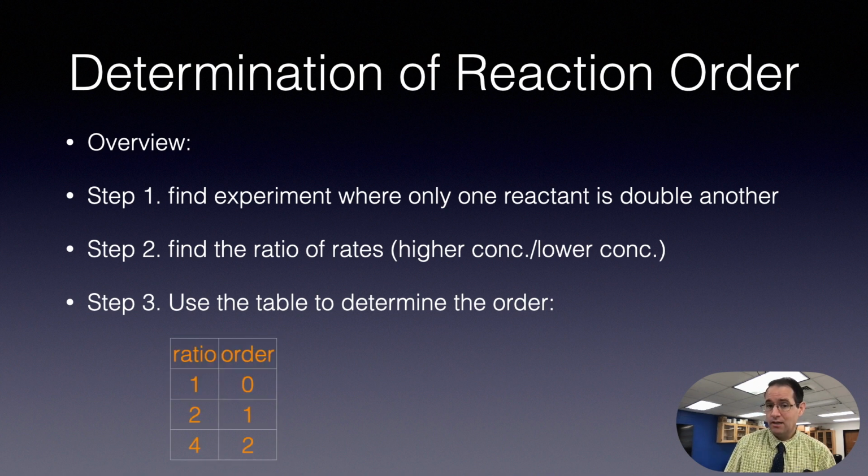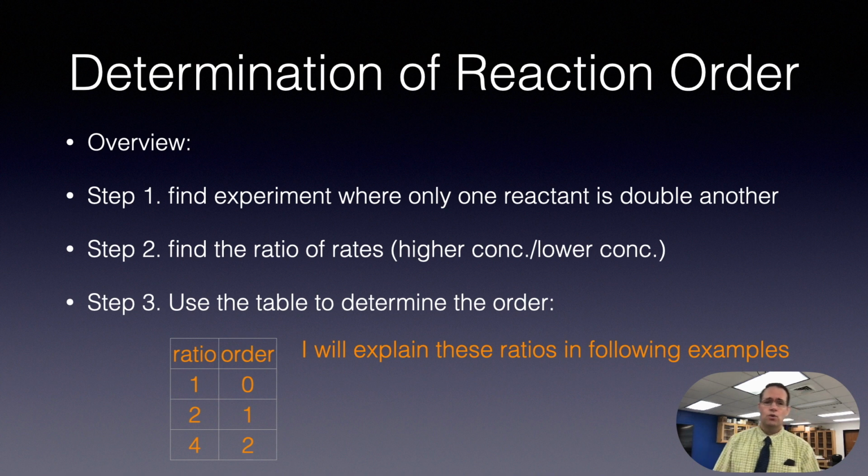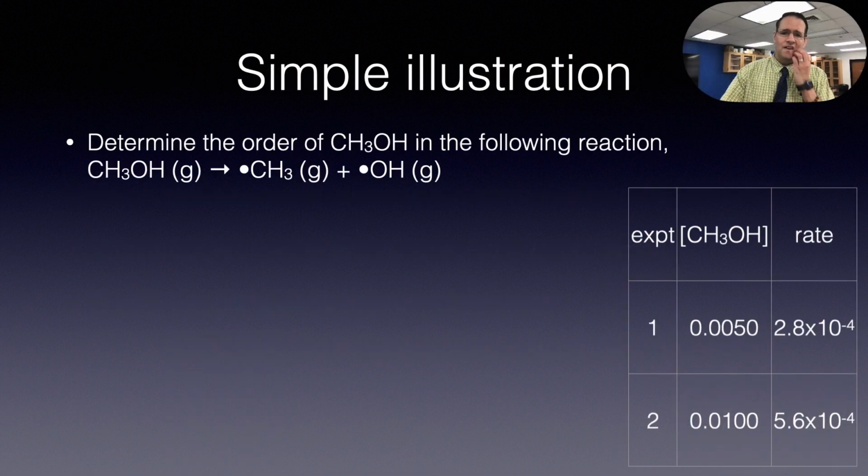And this is your lookup table. You don't have to do ratio of logs and find out if it's 1, 2, or 4 and all that. If your ratio is 1, your order is 0. If your ratio is 2, the order is 1. If your ratio is 4, your order is 2. So we'll go through all of this, and I'll hopefully explain these ratios in the following examples. And usually students have difficulty getting data from tables, so I'm going to spend a lot of time looking at these tables.